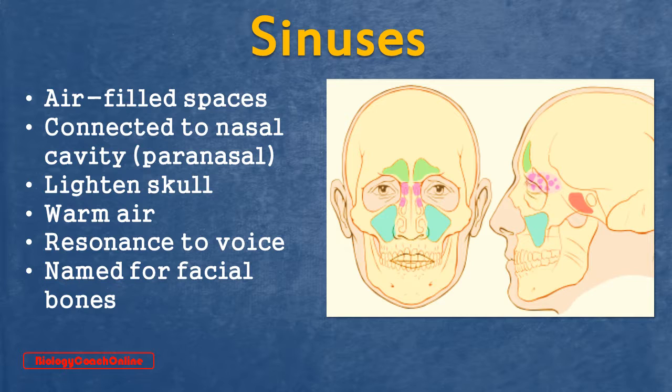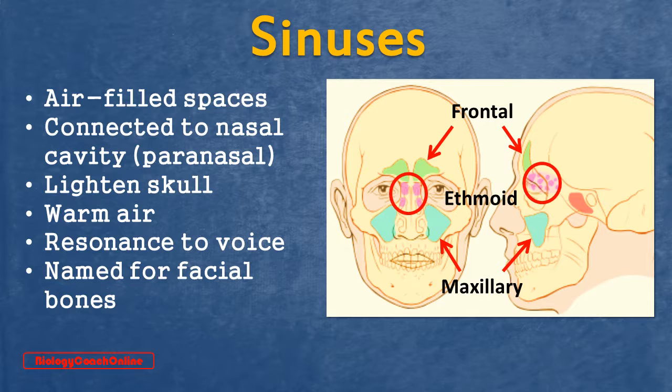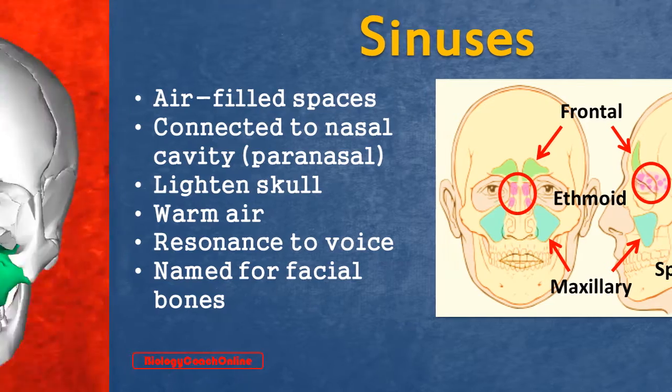And by the way, the sinuses are named for the facial bones within which they are located. So we have frontal sinuses in the frontal bone, of course, maxillary sinuses in the maxillae, the ethmoid sinuses in the ethmoid bone, and the sphenoid sinus in the sphenoid bone. And we'll chat more about sinuses a little bit later.